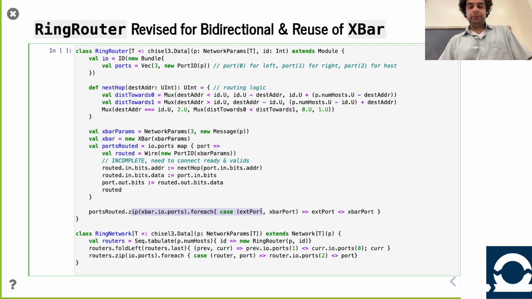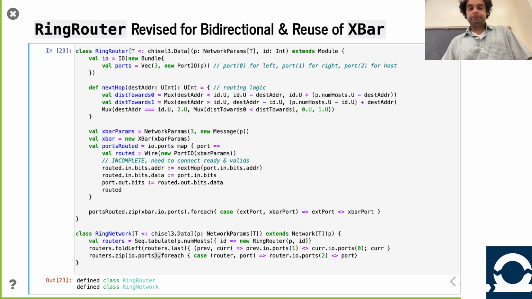Things like for each, that's old hat for us now. A zip for each combo here to do some wiring. And then the actual network, the actual ring, same as before, we have the fold left to connect up the ring and another zip for each combo to do the bulk connects. So yeah, it was pretty cool, right? We just built a bidirectional ring. It's not perfectly complete code, but a lot of the key functionality has been expressed here, quite concisely, in this Chisel.